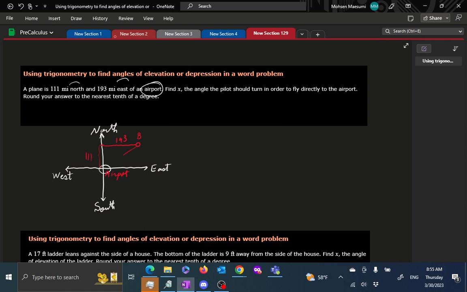So we want to find the angle the pilot should turn in order to fly directly to the airport. You hope the pilot wouldn't just abruptly go to that, but that's what we are after here. We want to find this angle, the angle at which we are supposed to turn. It says angle X, let me call it theta, so that we don't confuse that X with the X of an X-axis or whatever. It's some angle, so I just changed that to theta. And now the problem.